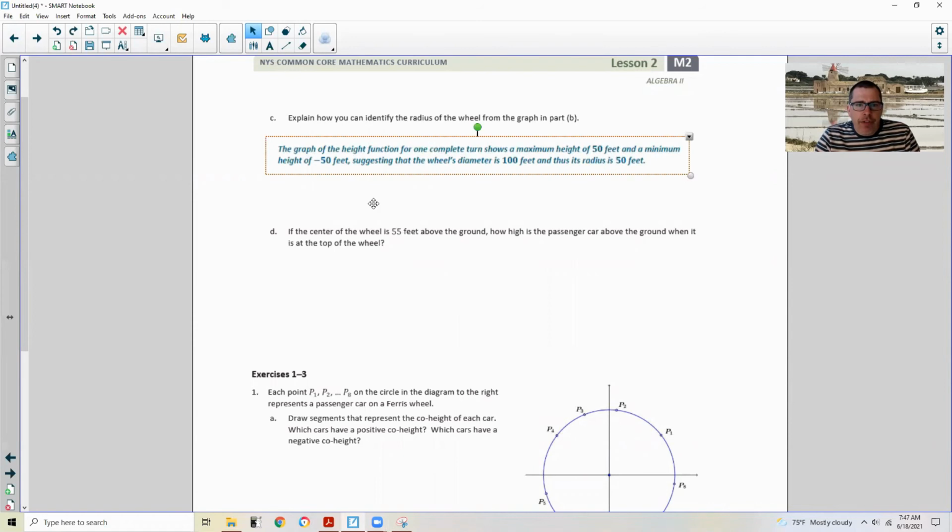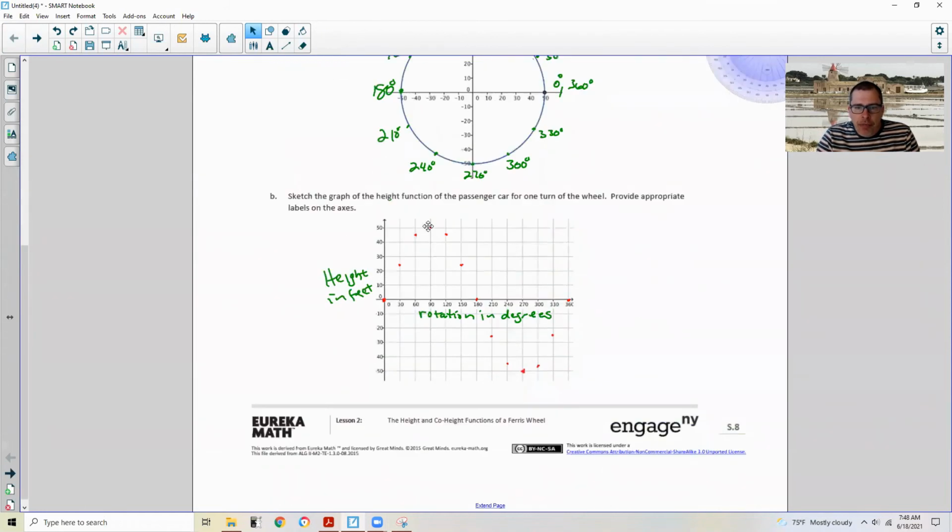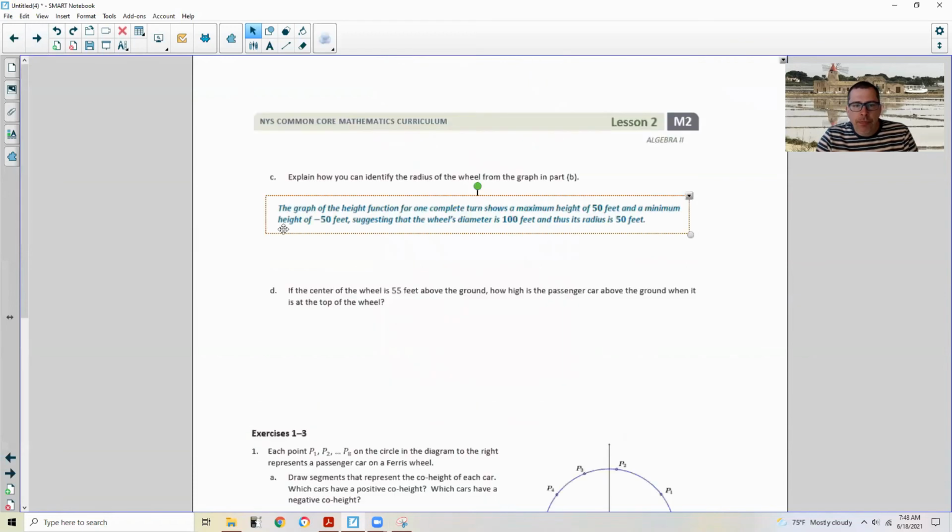So the graph of the height of the function for one complete turn shows a maximum height of 50 feet and a minimum height of negative 50 feet, suggesting that the wheel's diameter is 100 and thus its radius is 50. So let's go back and look at that. The maximum here is here and the minimum is here. So our range is a distance of 100 feet and that would be the diameter. So the radius is half.